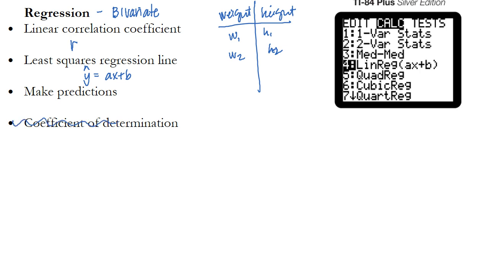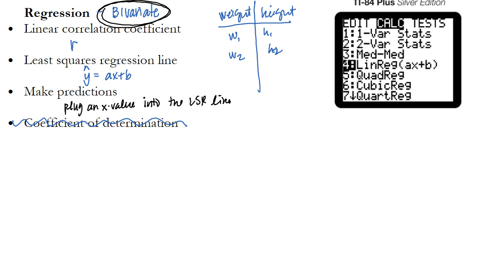We didn't have to cover coefficient of determination this time, but to make predictions, we just plug an x value into the least squared regression line. The least squared regression line might be given. Our job is just to use it to make a prediction. You just plug it right in. This is kind of basic. I like to use it at the end of the chapter. It's different because of this bivariate thing, but it's not too complicated.